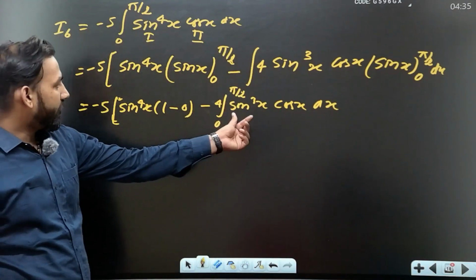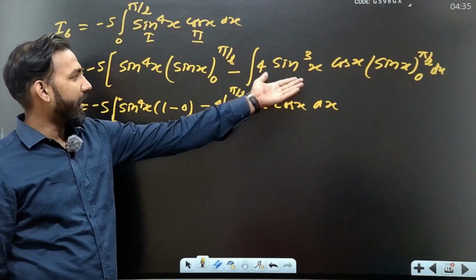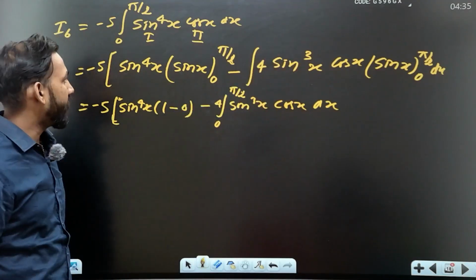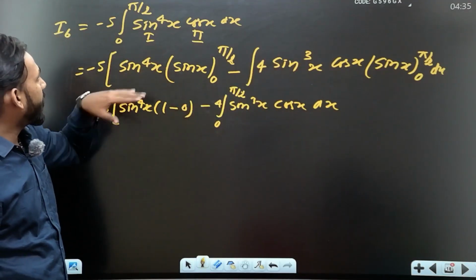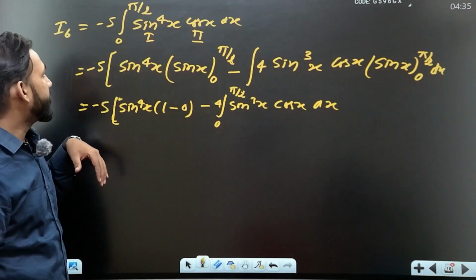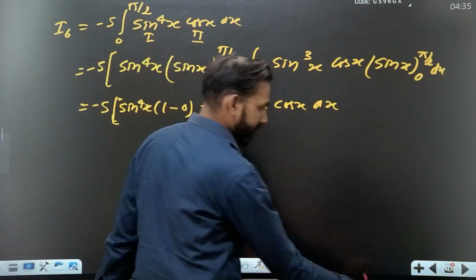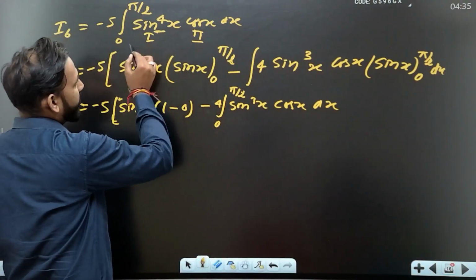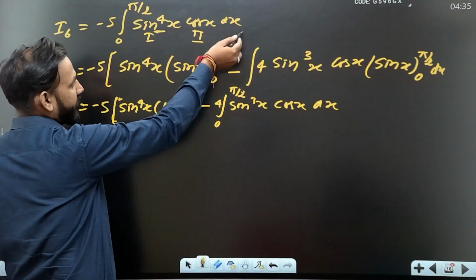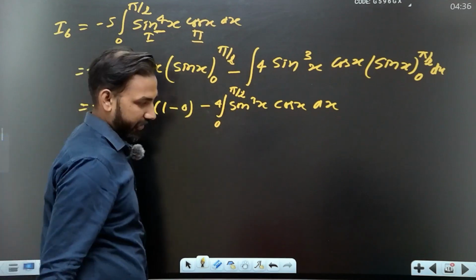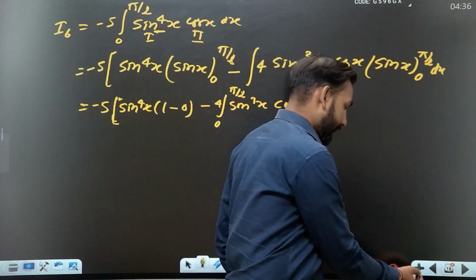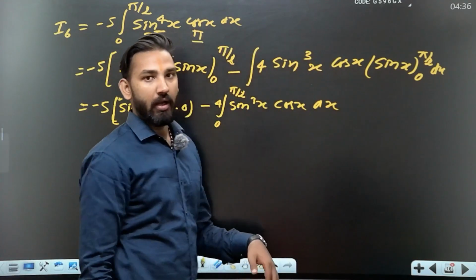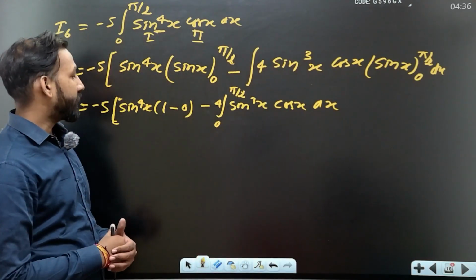We put sine theta as t, and there also we put t, and we get the result. Okay, here also we get the result, because if we put sine x as t, then the cos x dx we can also find, and so the answer. Okay, and we try to find out a formula.